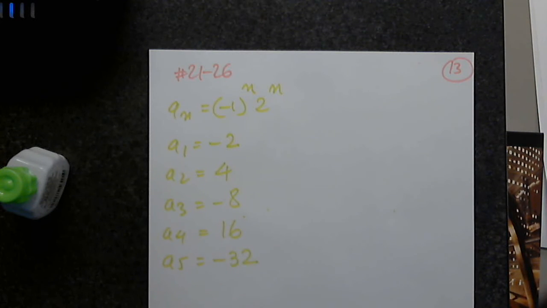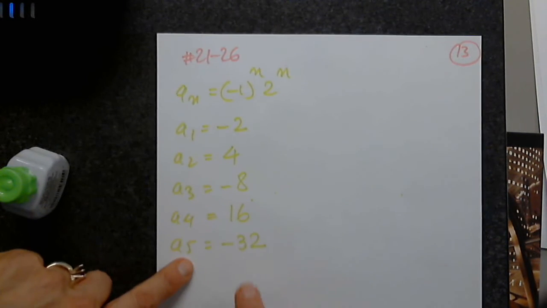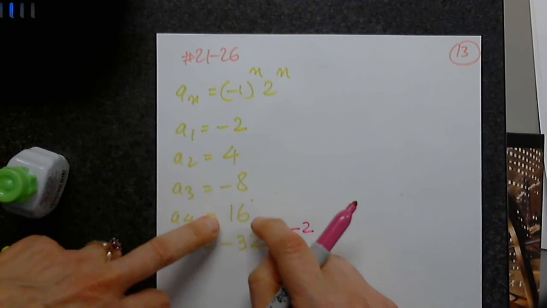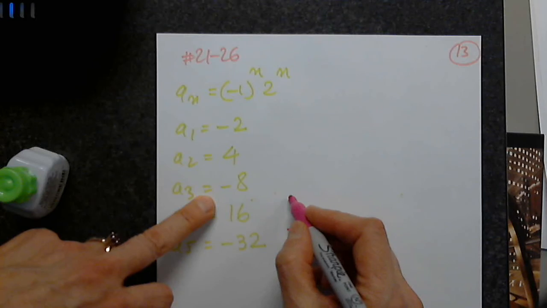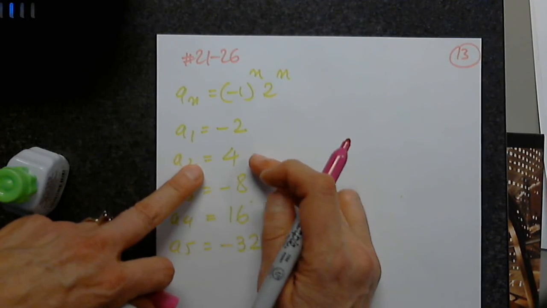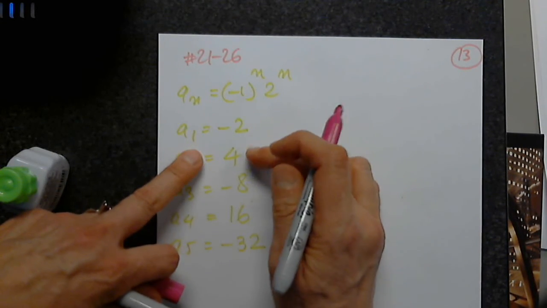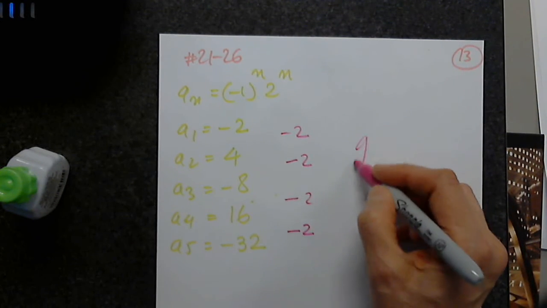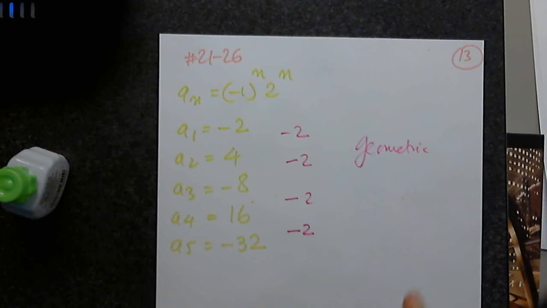Is it geometric? When I divide -32 by 16, I get. When I divide 16 by -8, I get. When I divide -8 by 4, and when I divide 4 by -2, what do we conclude? Geometric. Good.